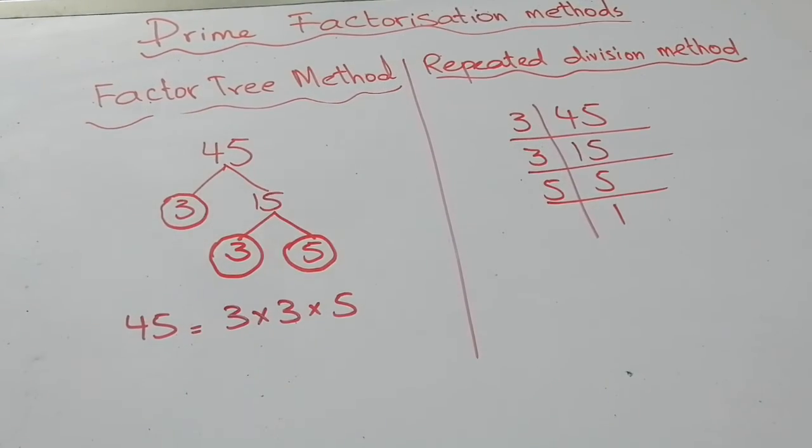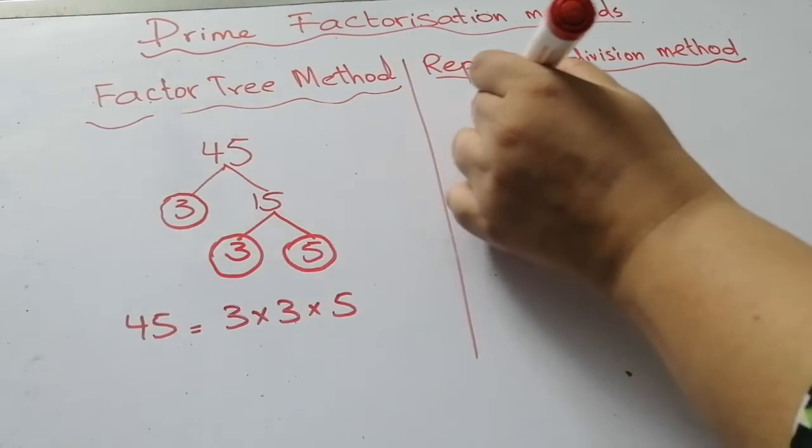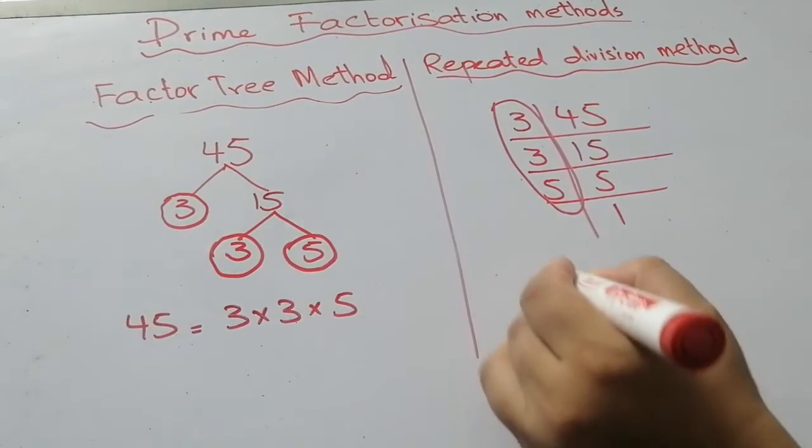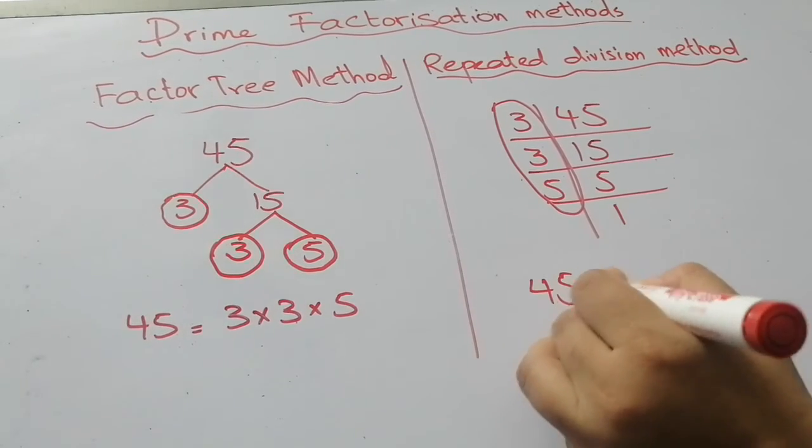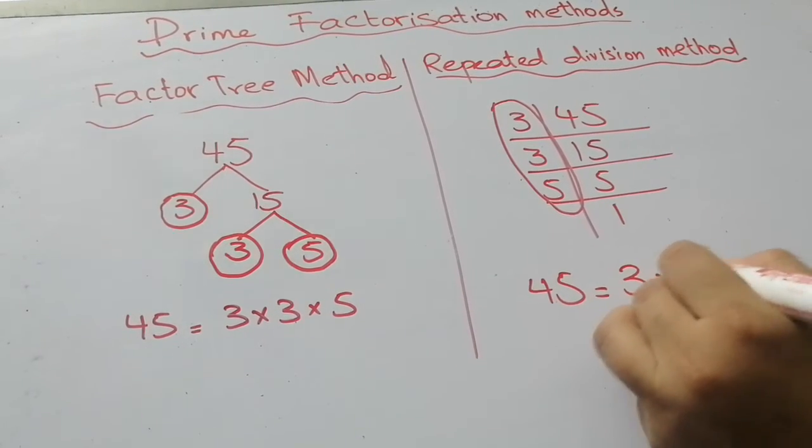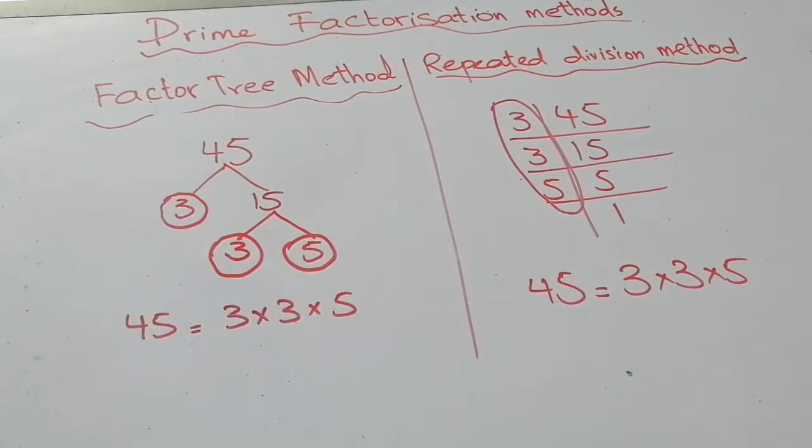The repeated division method means that you keep dividing the number by its prime factors until it is fully divided. Here in this method, this is your answer. 45 can be written as the product of its prime factors, 3 into 3 into 5.